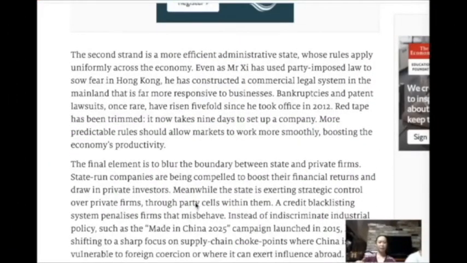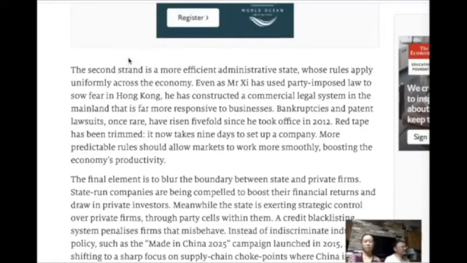The second strand is a more efficient administrative state. Anything else here? Why did they talk about second? Because I have three. Fine. Strand. Second, the second strand. Thing? No, strand doesn't mean thing. Second thing, second element? No, it does not mean element.